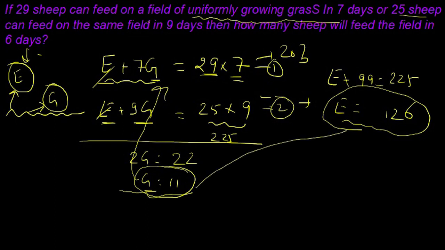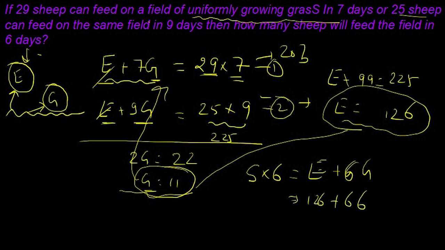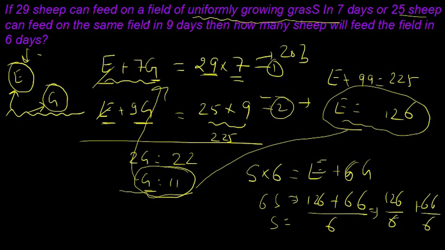Now just make a frame, whatever you want. How many sheep? Let's say S sheep. Let's say 6 days, and that is equal to E plus 6 times G. We got the values of each and everything. So E is going to be 126 plus 6 into G, which is 66, so that is equal to 6S. So the value of S is equal to what? Divided by 6. You can also do it directly. Let's write down 126 divided by 6 plus 66 divided by 6. So this is 21, this is 11.